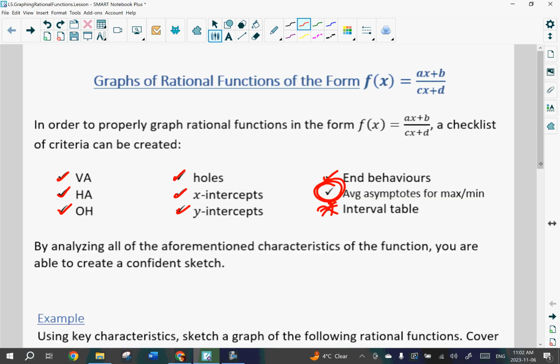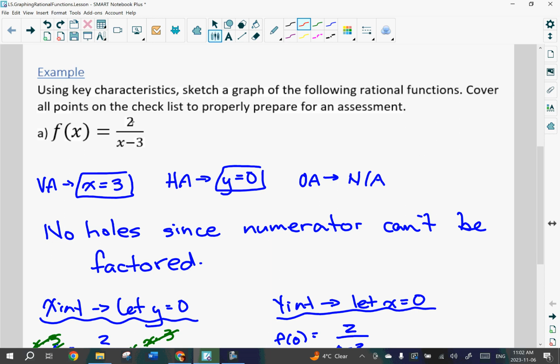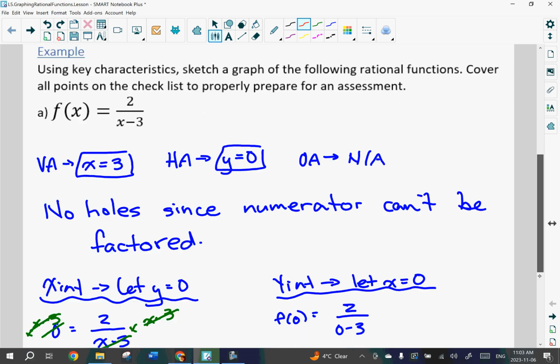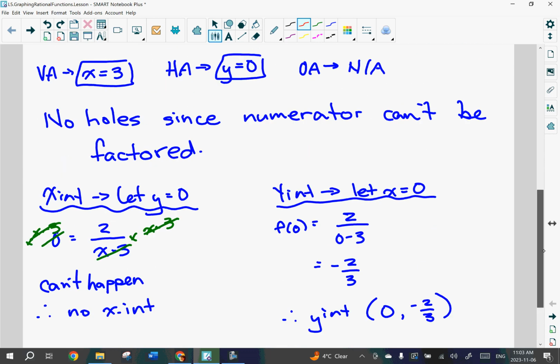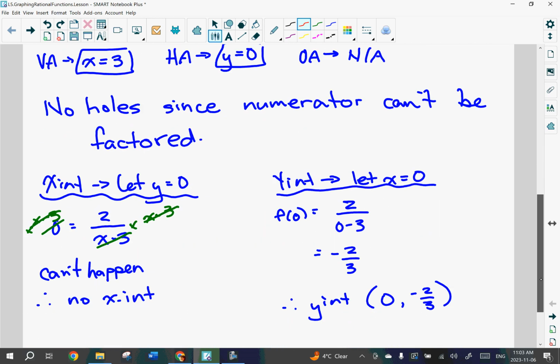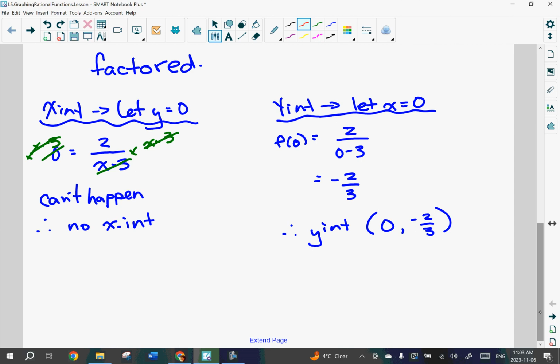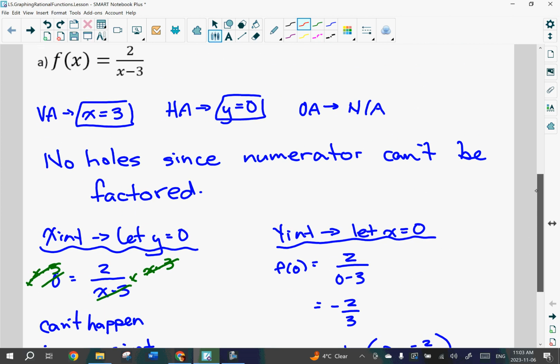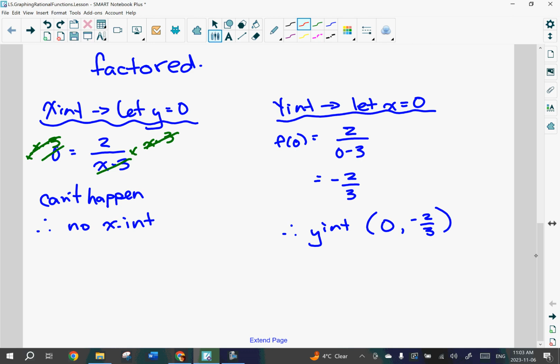Well, we could look at the transformations. This is a reciprocal graph that has been vertically stretched by a factor of 2 and has been horizontally translated to the right 3 units. Then end behaviors. Let's find out what's happening close to the asymptote. We know there is a vertical asymptote at x equals 3. So let's find out end behaviors.